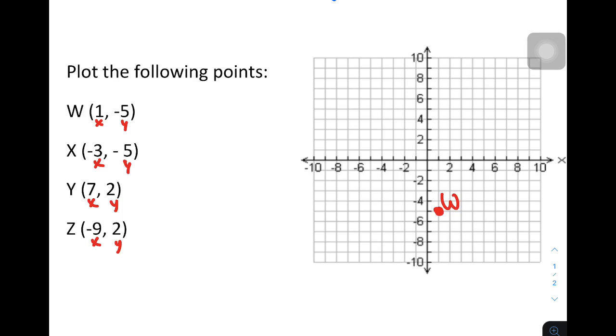Is it going to be in quadrant 1? Is it going to be in quadrant 2? Is it going to be over here in 3? Or is it going to be close to W in quadrant 4? Where do you think X is going to be? Where do you think Y is going to be? And where do you think Z is going to be?